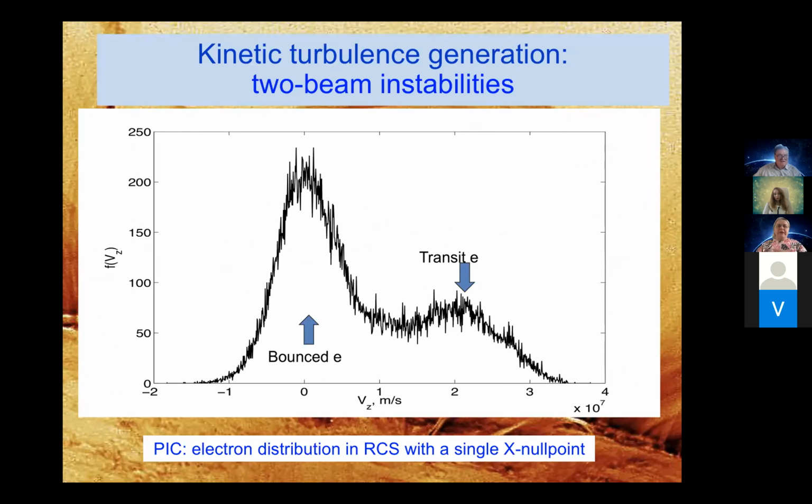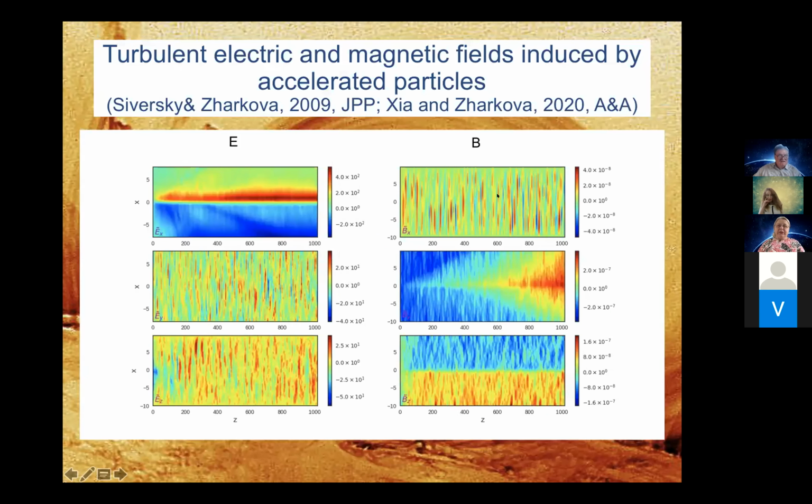And now the most recent, we are struggling to get it published because we only started, but we have done kinetic turbulence generation. So remember that the distribution of bounce and transit electrons has a bump in the tail. And sometimes this bump is the same height as the main distribution. So what it causes is a two-beam instability, the Buneman instability. We published in 2020 this electric and magnetic field. We found that variations of the electric field are much more visible, while magnetic field variations are 10⁻⁷, so basically you cannot observe them.